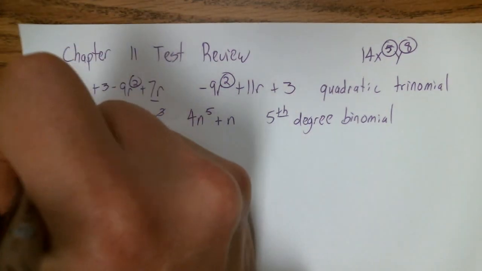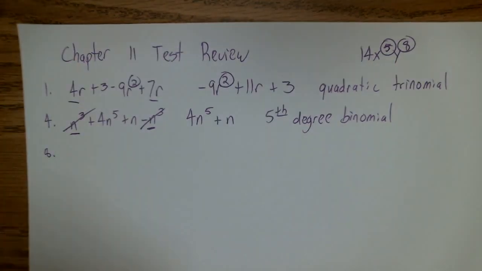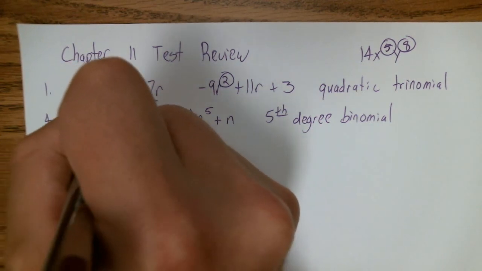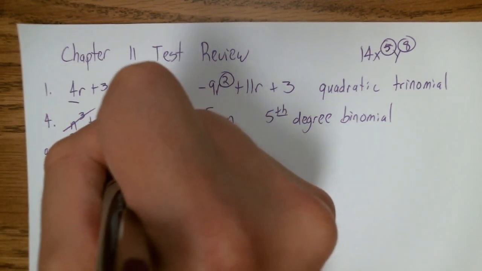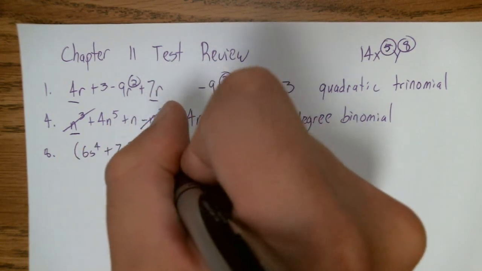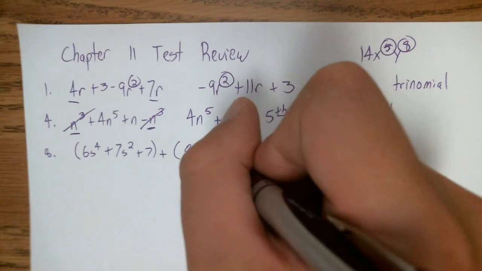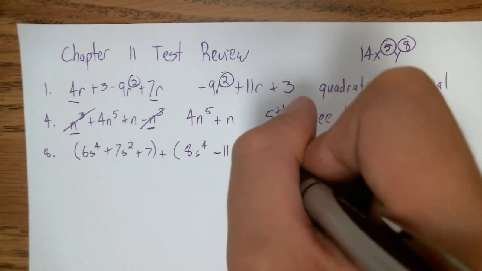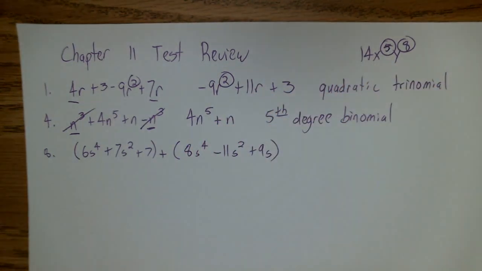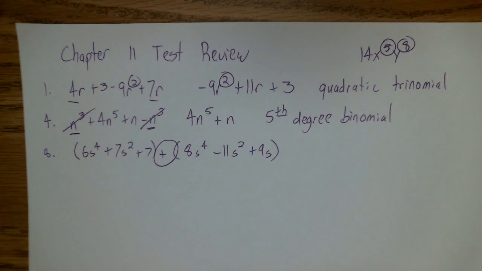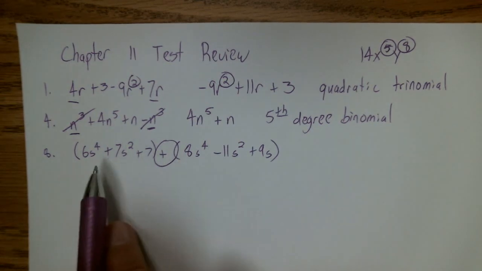Okay, the next one is number 8. They want us to simplify, so we have parentheses 6x to the 4th plus 7s squared plus 7, close parentheses, plus parentheses 8s to the 4th minus 11s squared plus 9s, close the parentheses. The first thing I notice when they say simplify is that I'm focused on the plus in between those 2 sets of parentheses. That's very, very important because a lot of students will make the mistake. They'll start distributing.